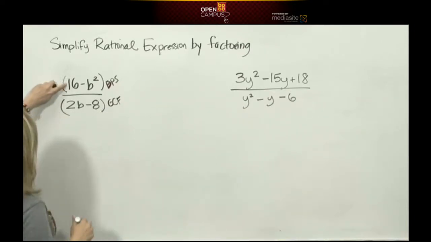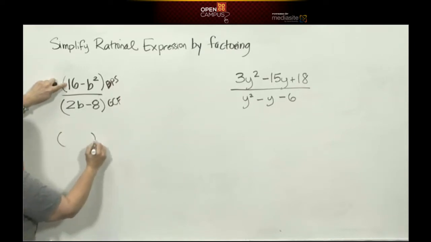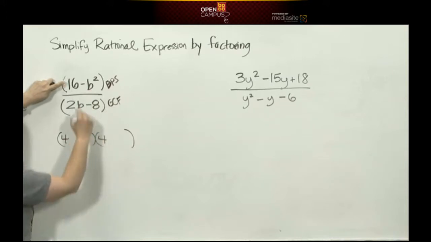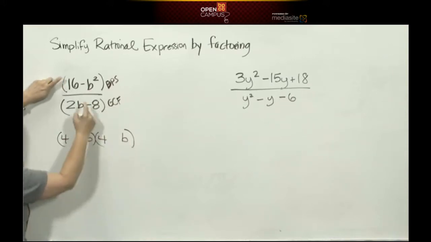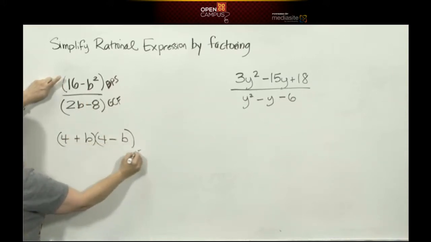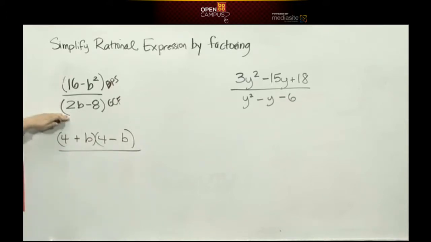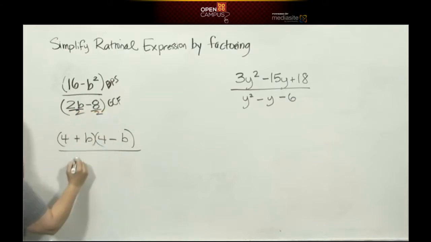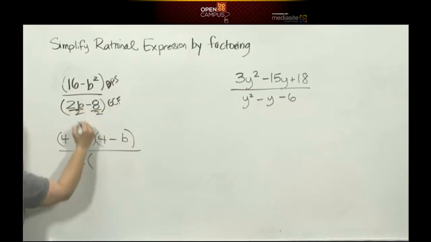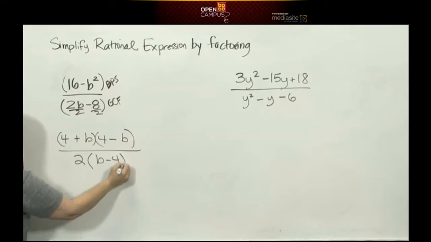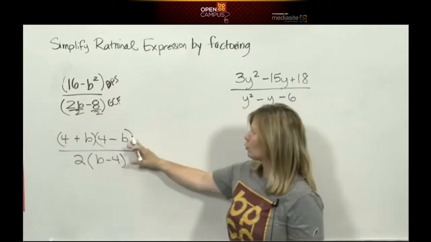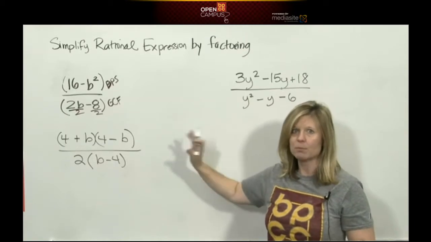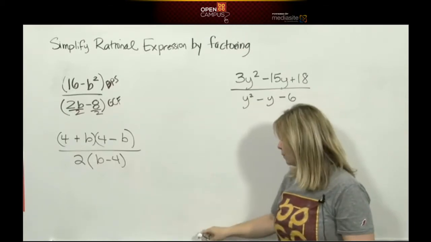So if this is a difference of perfect squares, we know we put 2 parentheses. 16 is 4 times 4. B squared is b times b. They should be conjugates. One gets a plus, one gets a minus. In the denominator, our common factor is 2. We're going to divide both terms by 2. So we're going to pull out a 2, and that's going to leave us with b minus 4. So the first thing we do is rewrite our expression as multiplication. That's what factoring is all about.